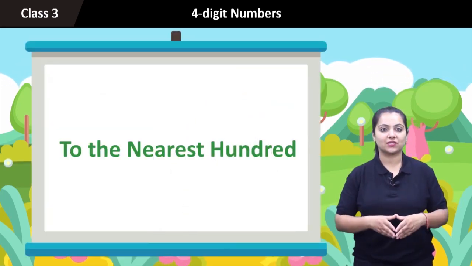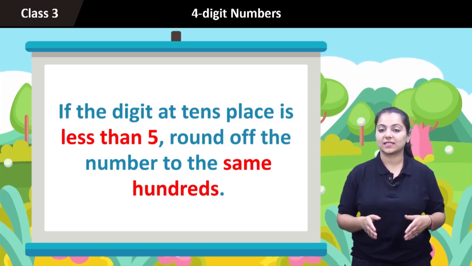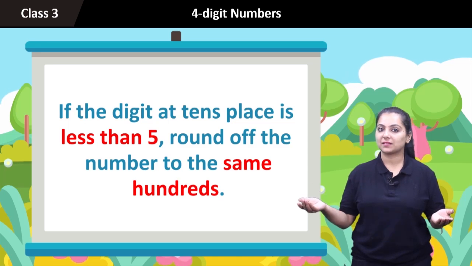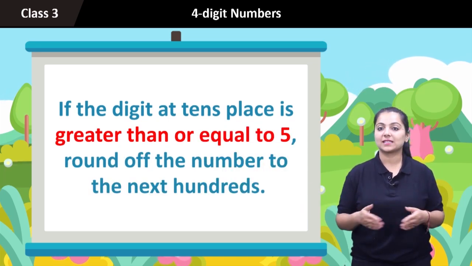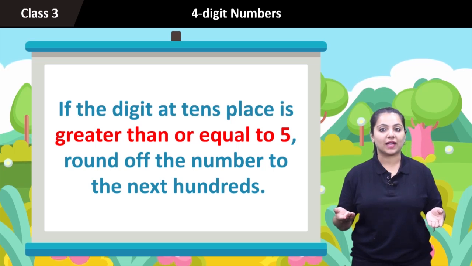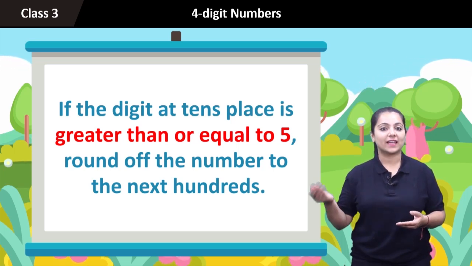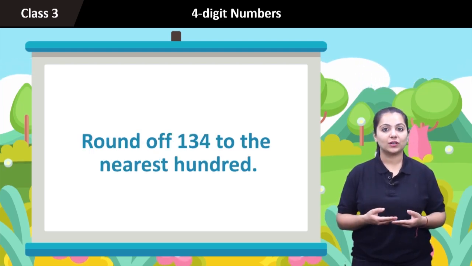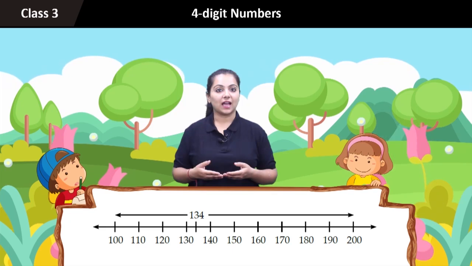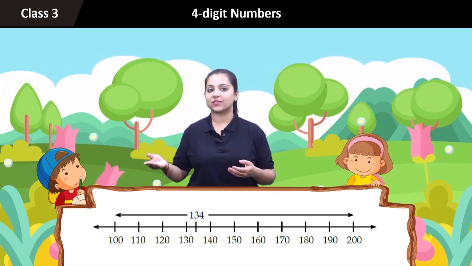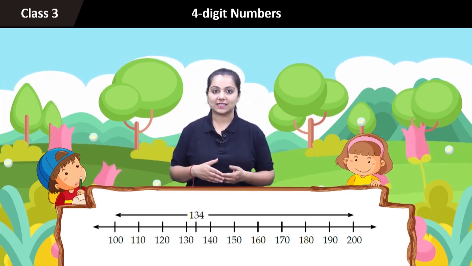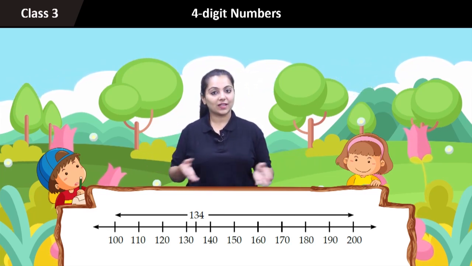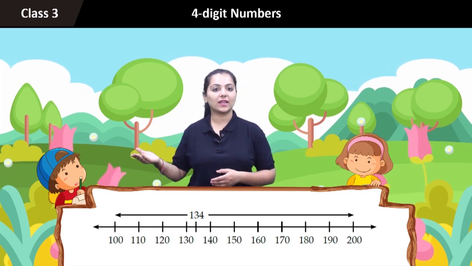To the nearest 100. If the digit at tens place is less than 5, round off the number to the same hundreds. If the digit at tens place is greater than or equal to 5, round off the number to the next hundreds. For example, round off 134 to the nearest 100. Now look at this. Which one is near, 100 or 200? Yes, 134 is nearer to 100 than 200. Thus, it is rounded off to 100.